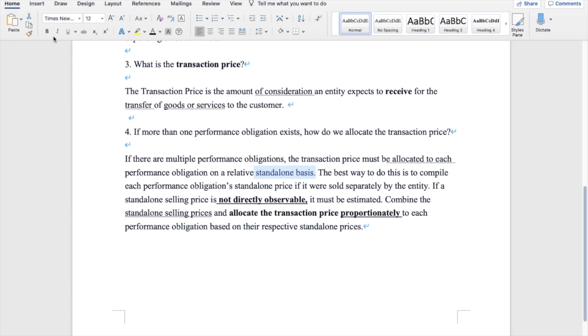The best way to do this is to compile each performance obligation's standalone price if it were sold separately by the entity. If a standalone selling price is not directly observable, it must be estimated. Combine the standalone selling prices and allocate a transaction price proportionately to each performance obligation based on their respective standalone prices.